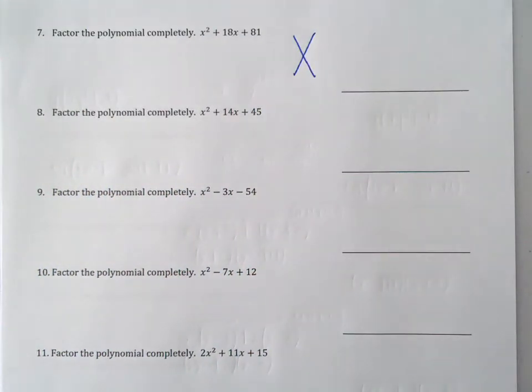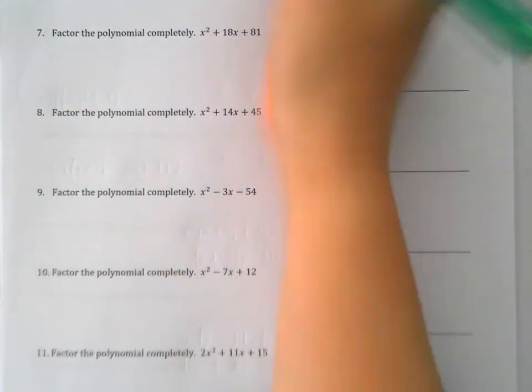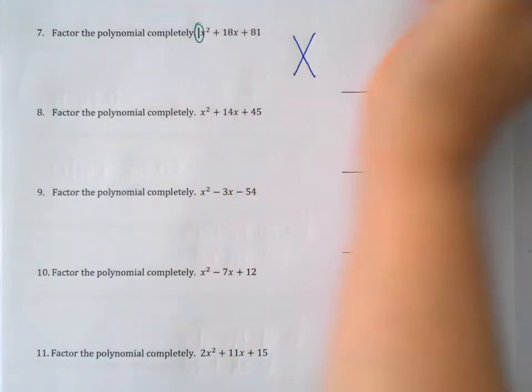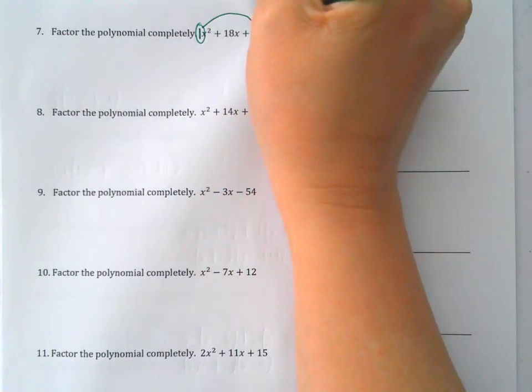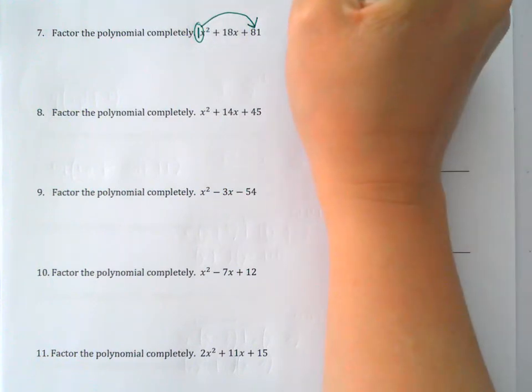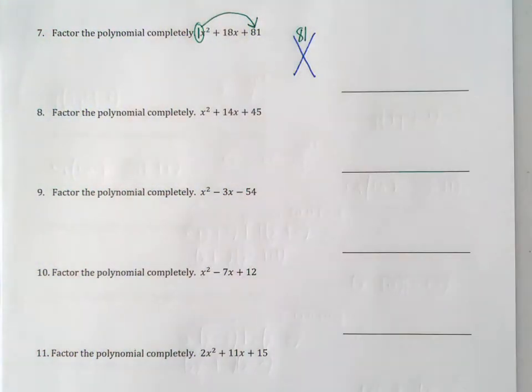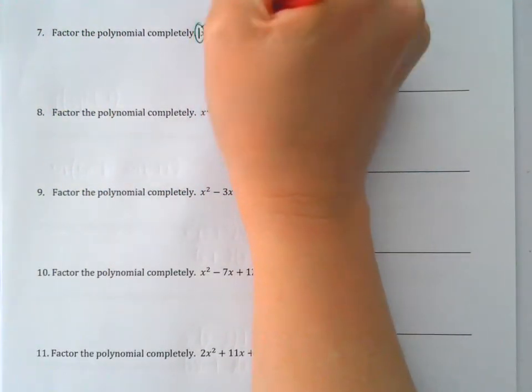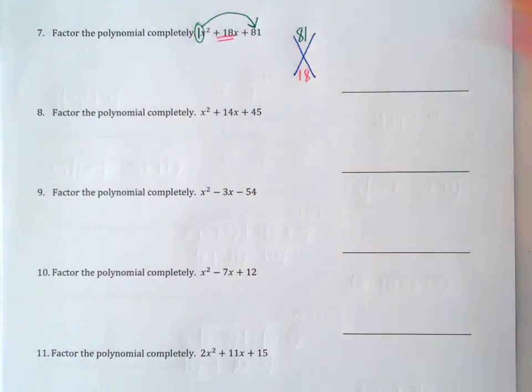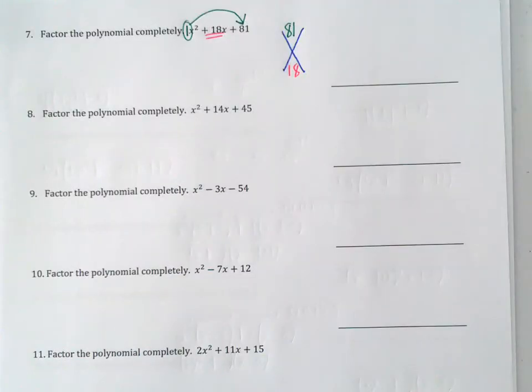And then remember, what number goes on top is the A value times C. So 1 times 81, which is just 81. And then what number goes in the bottom is B, which is 18. So then I think, okay, what 2 numbers multiply together to get me positive 81 and add to get me 18?